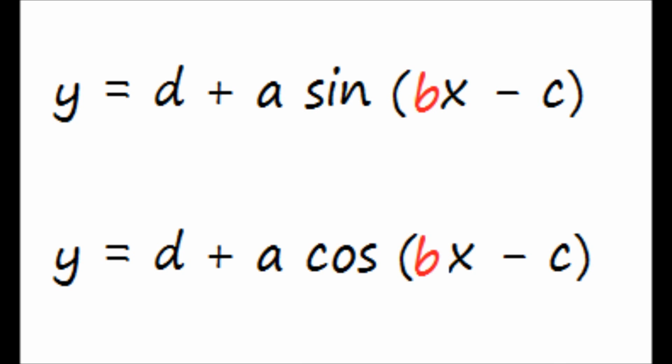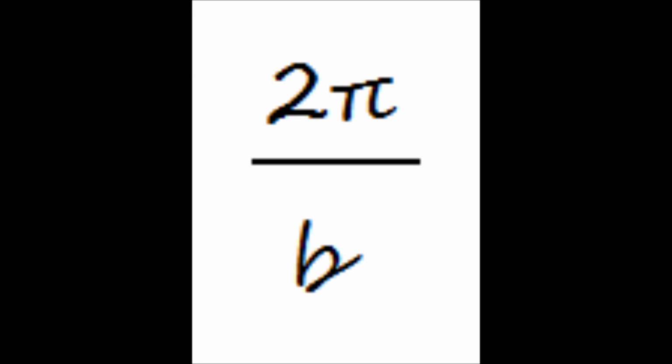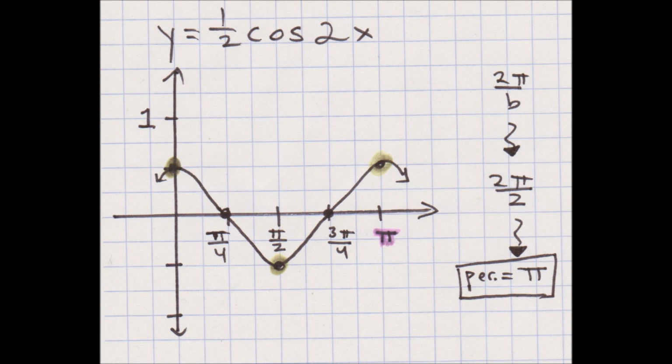The B affects the period, or how long it takes before the graph starts repeating. For this, you have to use the equation 2 pi over b. Take for example the function 1/2 cosine 2x. The b, or the 2, must be put into the equation to find the period, which in this case is simply pi. So instead of going to 2 pi, like the parent graph, we only go to pi.